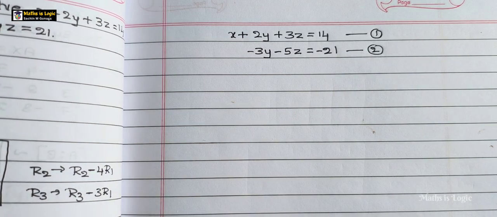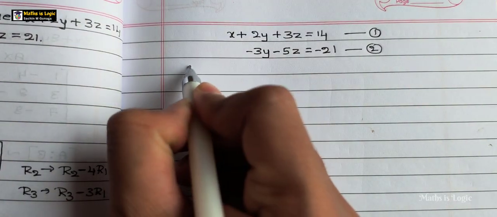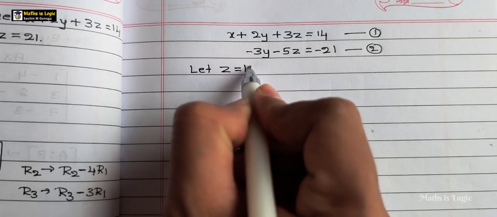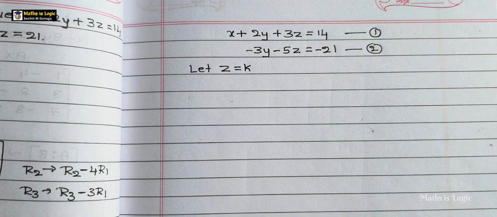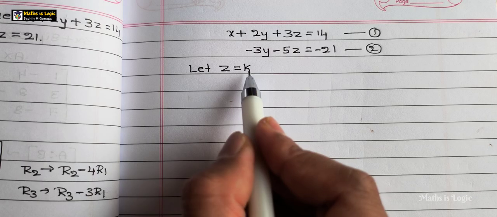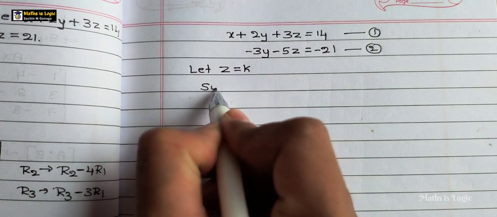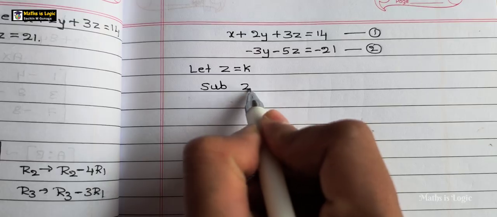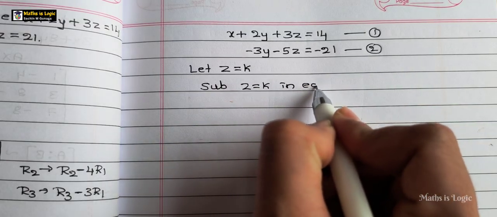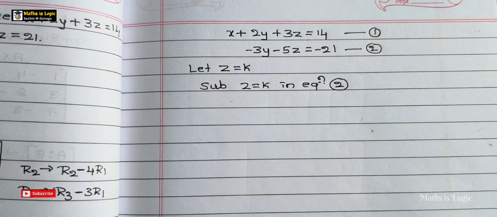Now to get the infinite solution, what we need to do, we should consider z as another value. That is, we need to consider z is equal to k, an arbitrary value. Next step, substitute this z equals k in equation number 2 to get the y value.